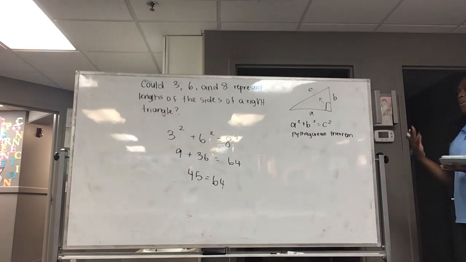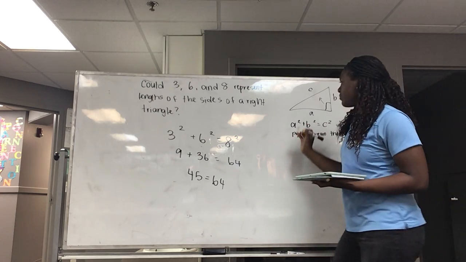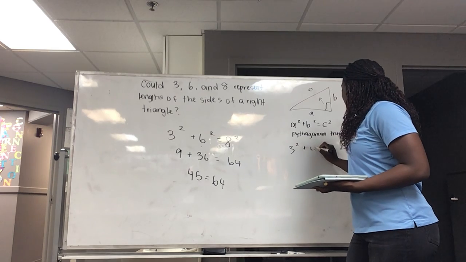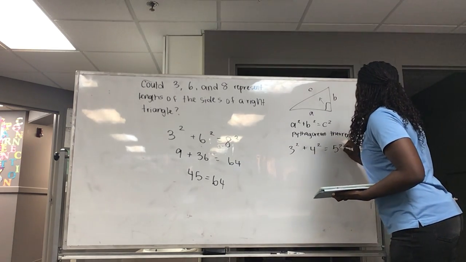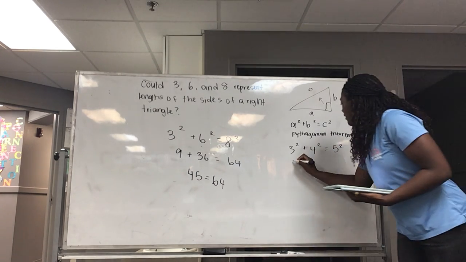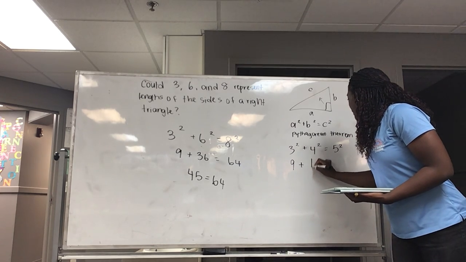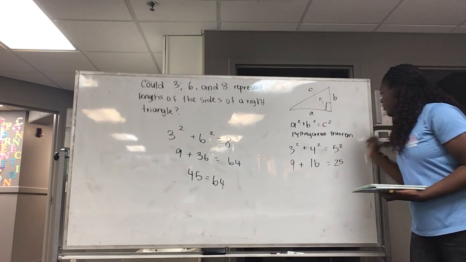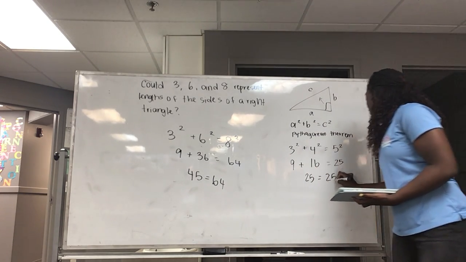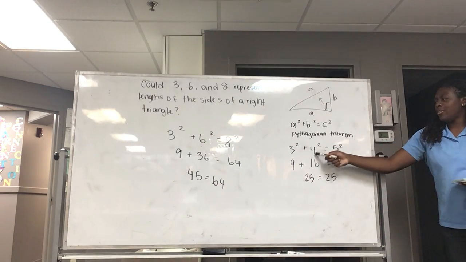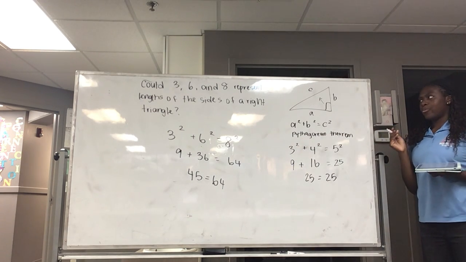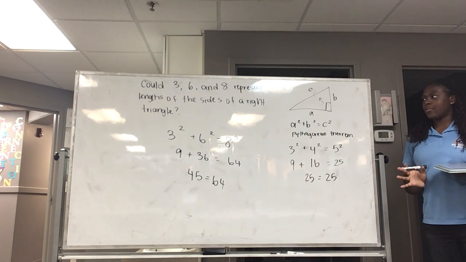I'll show you guys an example of where it would work. Let's say my A, B, and C are 3, 4, and 5. 3 squared plus 4 squared is equal to 5 squared. If we simplify those, 9 plus 16 is 25, so 25 is equal to 25. So if I have a triangle with the side lengths of 3, 4, and 5, that would be a right triangle. If I have a triangle with the side lengths of 3, 6, and 8, it could still be a triangle, but it's not going to be a right triangle.